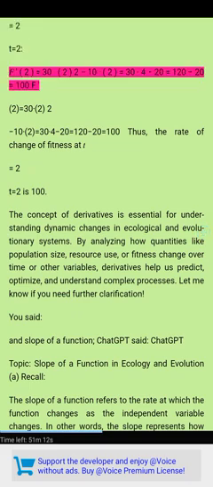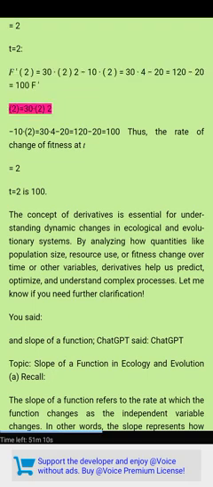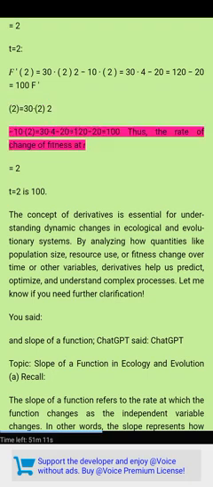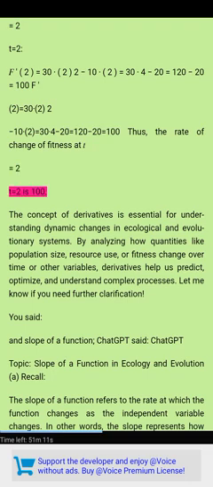F'(2) = 30(2)^2 - 10(2) = 30(4) - 20 = 120 - 20 = 100. Thus, the rate of change of fitness at t = 2 is 100.